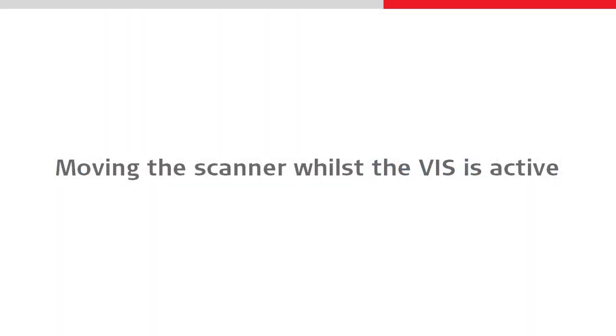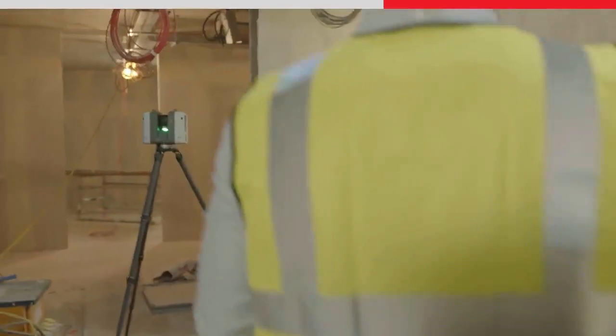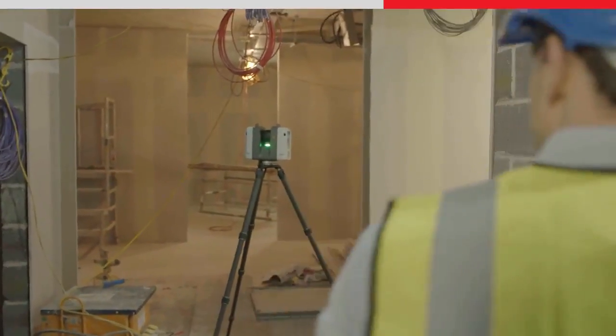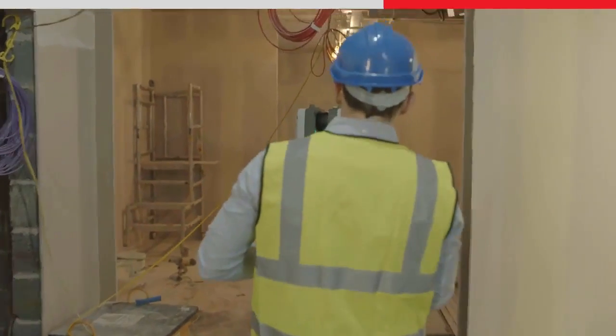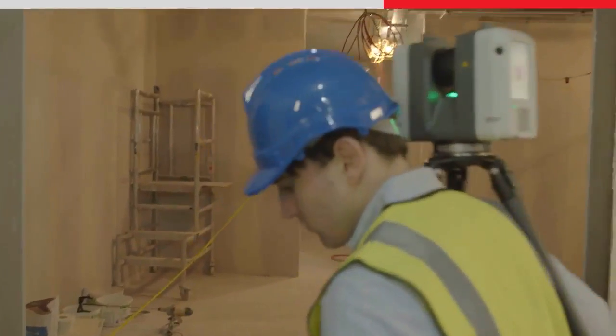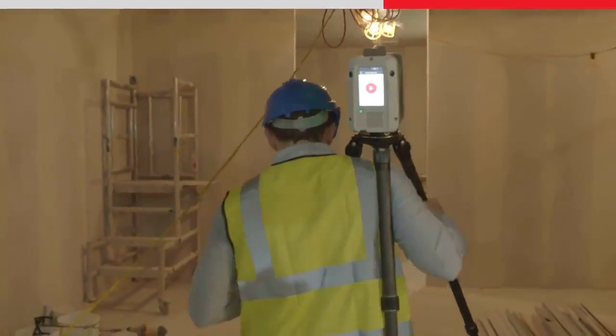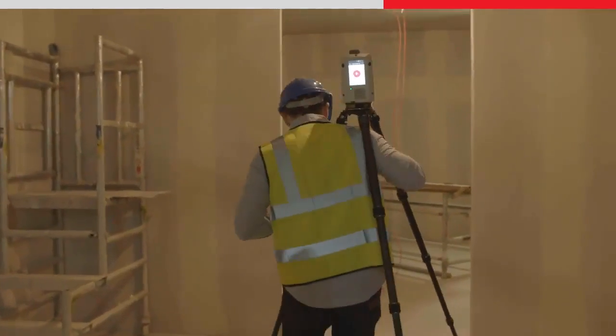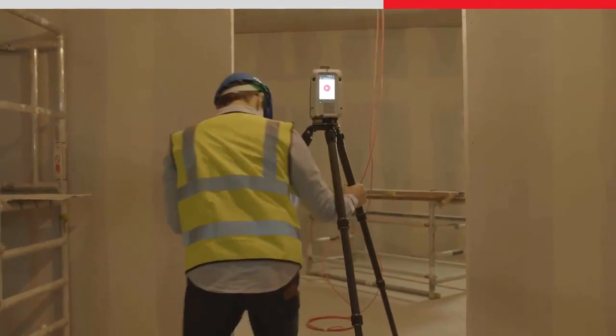Let's have a look at moving the scanner whilst the Viz is active. The scanner is designed to be carried on the tripod. It can be carried over one shoulder or by just holding the upper part of the tripod legs. Simply grab the tripod legs, lift the scanner over your shoulder and walk to the next setup location.